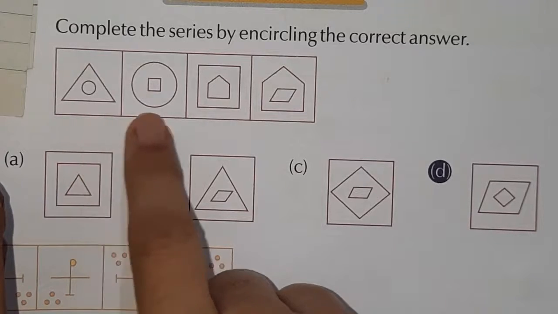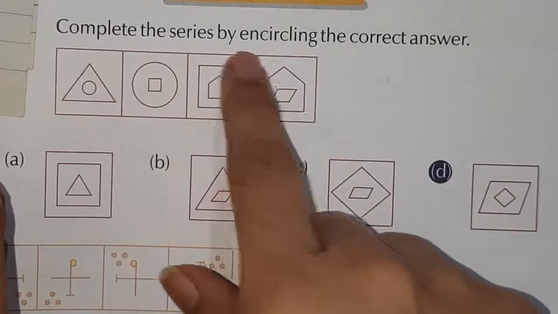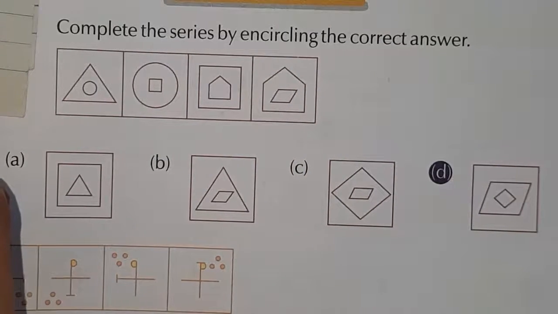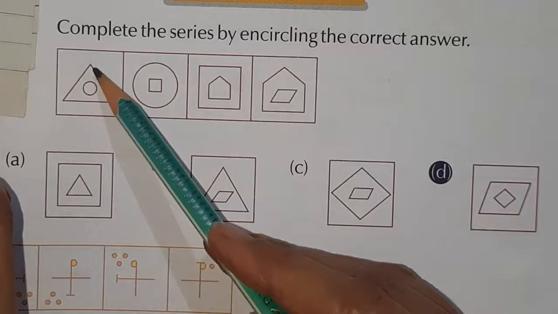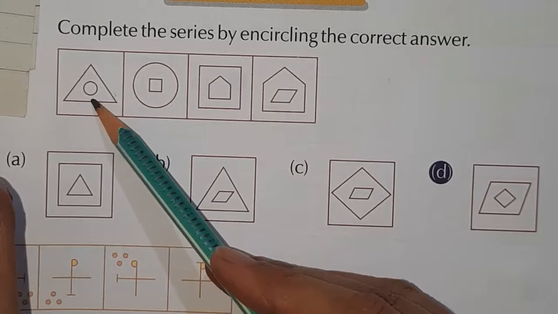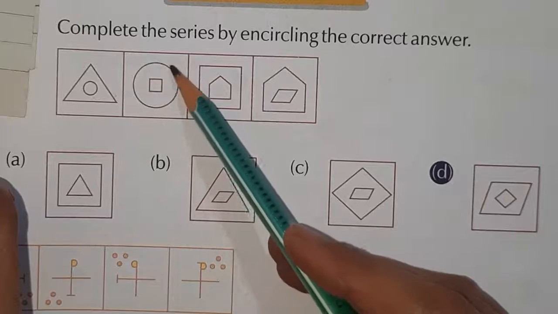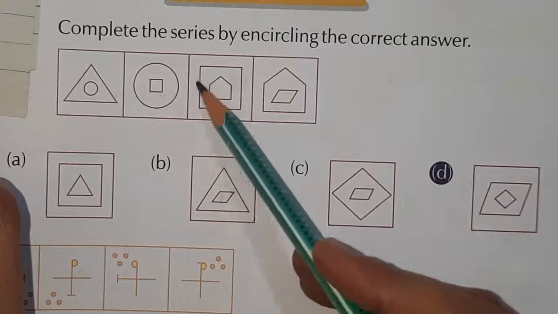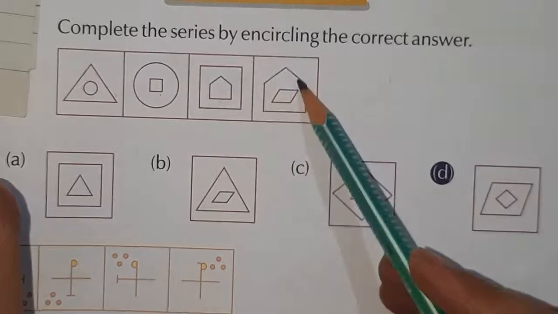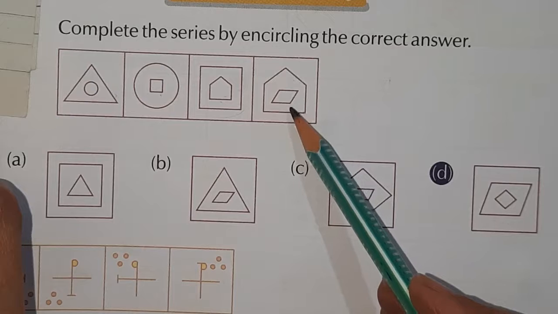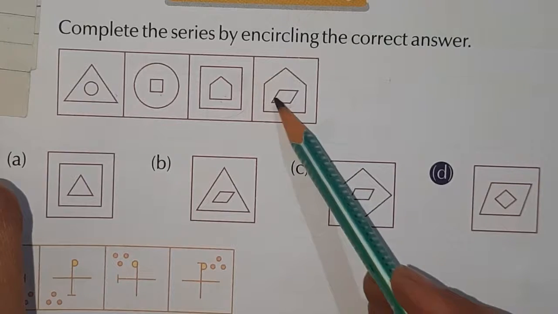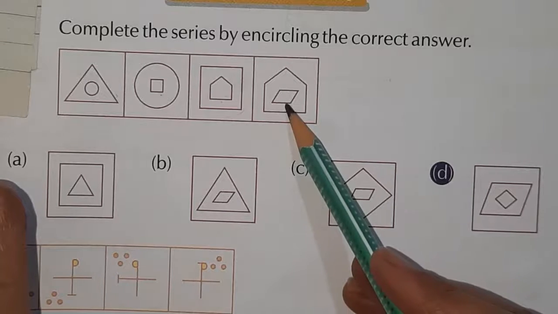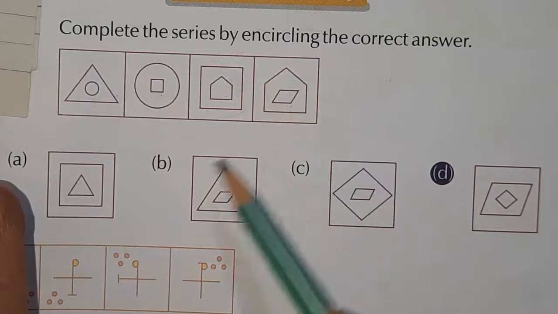Look here. Complete the series by encircling the correct answer. And here, first figure, triangle, in between that circle is there. Now circle is outside. In between a square is there. Now square is outside. In next figure, pentagon will be outside. And in next figure, what is this? Parallelogram. Now this parallelogram will be outside.